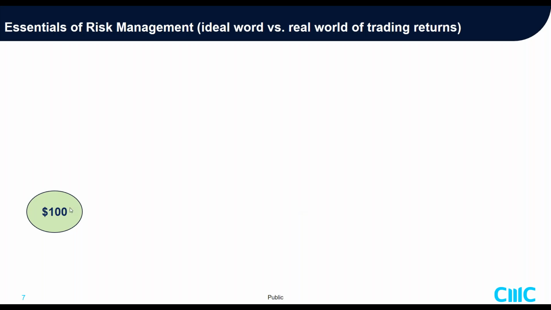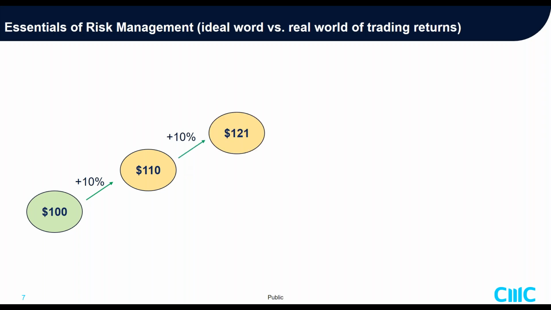So let's say we start off with $100, and a 10% return on the first trade takes it up to 110. Then on the next trade, we get a 10% return again. This is a perfect world trading system. You get 1-to-1, and after that, you make another 10%. So the end result is 133. This is the perfect scenario.